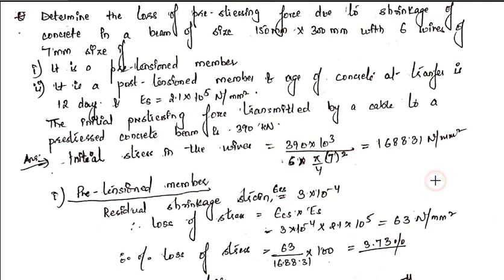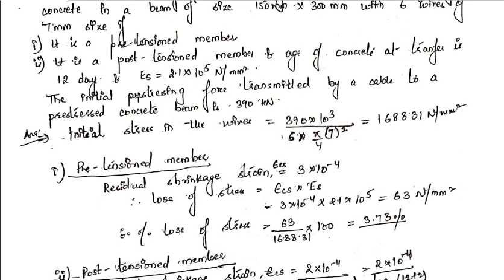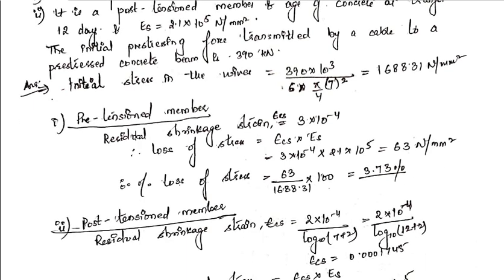So now let's find out the loss of pre-stress due to the shrinkage of concrete. Let's take the first case, which is a pre-tensioned member. Now the total residual shrinkage strain, that is epsilon Cs. The value of epsilon Cs for a pre-tension member is 3 into 10 to the power minus 4. Therefore, the total loss of stress due to the shrinkage will be epsilon Cs into Es. Just put the values: epsilon Cs is 3 into 10 to the power minus 4 and Es is 2.1 into 10 to the power 5. So this will give 63 Newton per mm square.